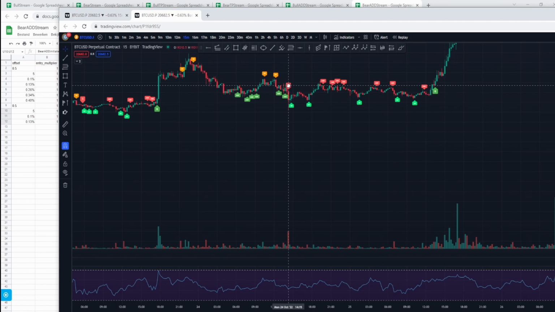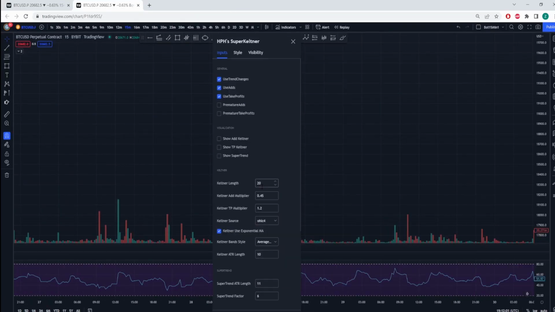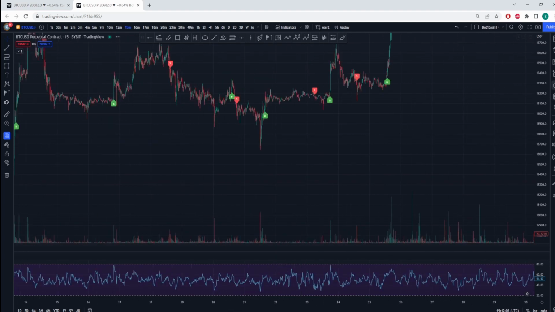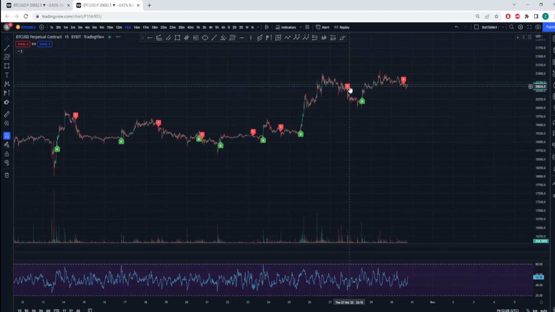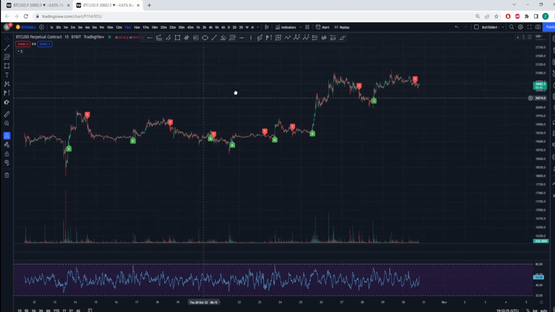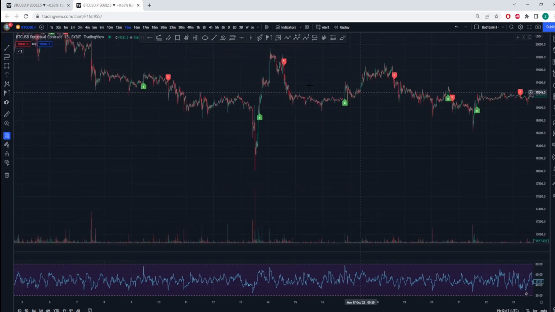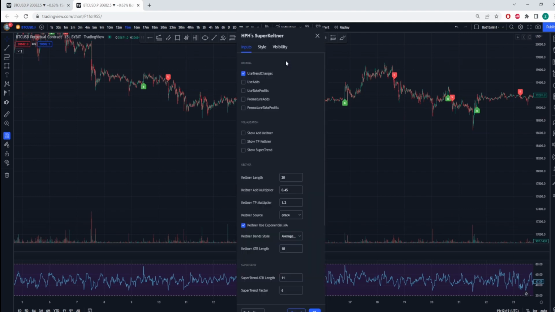Okay, and in this indicator, you can also choose to only have the trend changes. And then we can see all of the bear signals. So for example, this is a sell signal. Within the sell signal, if you have a take profit, you want to buy back whatever you sold. Okay, let's take a better sell signal. This one right here, let's put the take profits back on.